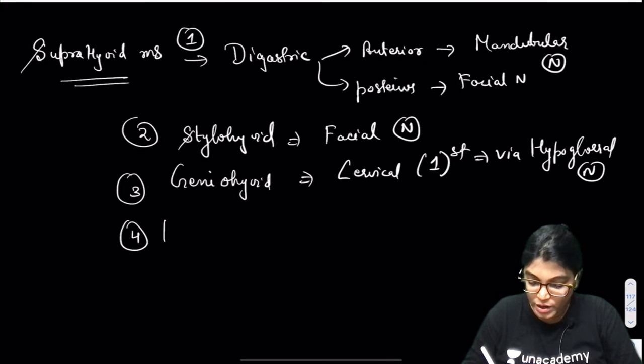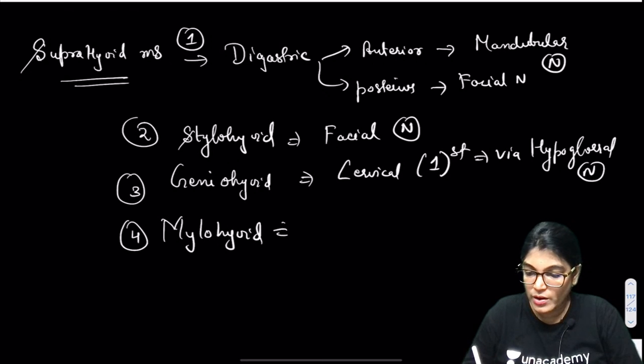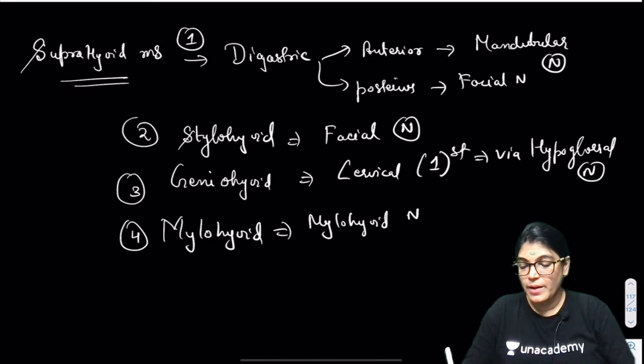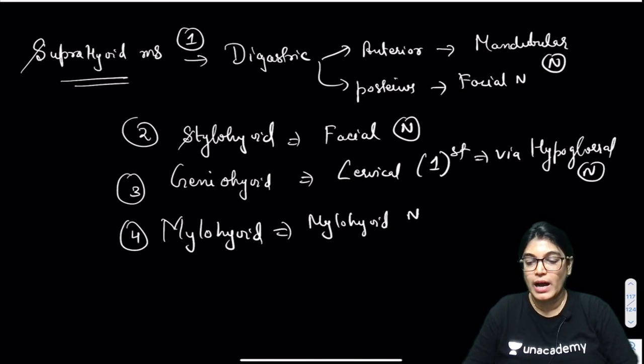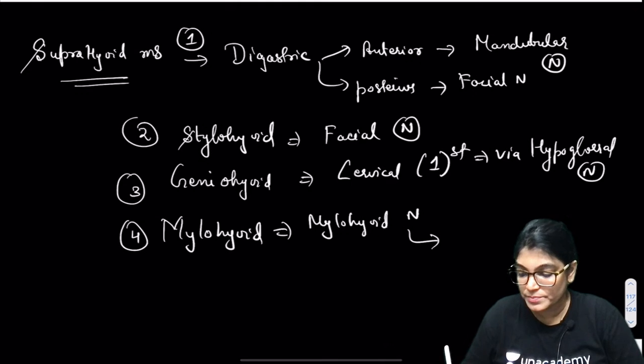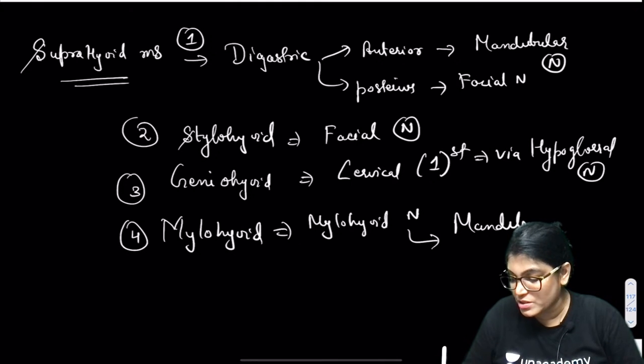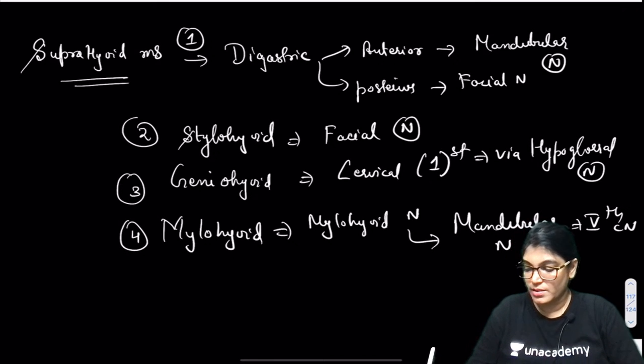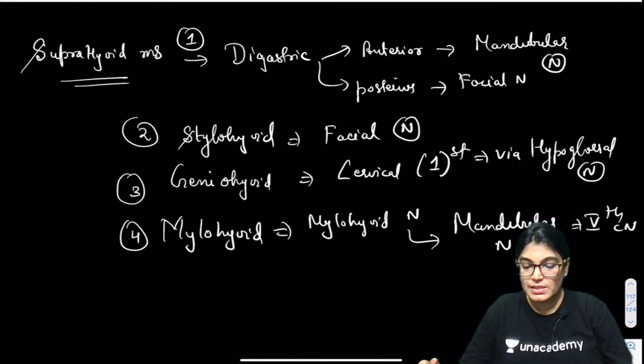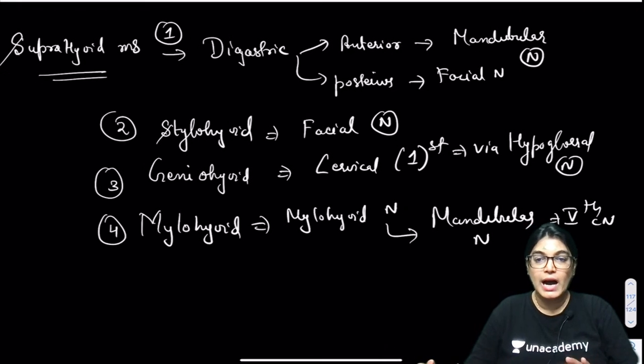So mylohyoid, what is the innervation of mylohyoid? Mylohyoid is by the mylohyoid nerve, which is again a branch of the mandibular nerve, which is again a branch of the trigeminal nerve. So this is the innervation of the suprahyoid muscles.